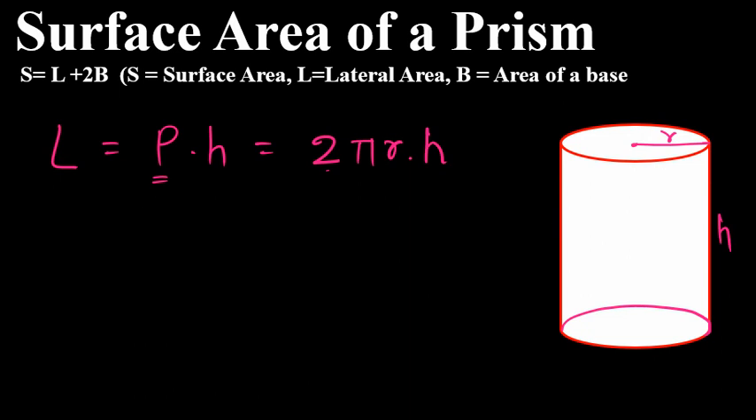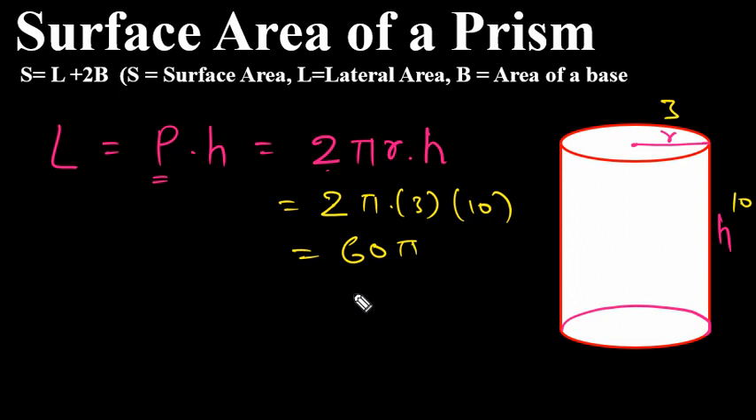Now in this case, if I take the radius as, let's say, 3, then put the value in: 2 pi times 3, and let's say the height is 10. You can just solve this. 2 multiplied by 3 is 6, 6 multiplied by 10 is 60 pi, right? So that is your lateral area.